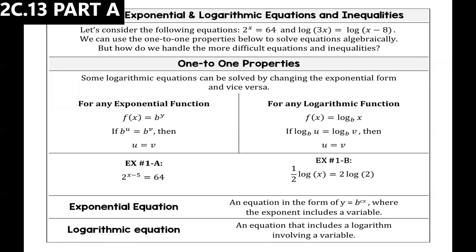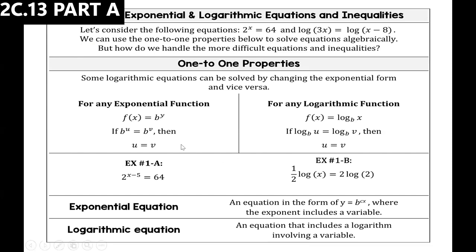Okay, so up first, let's consider the equation 2 to the x equals 64. That means you're asking yourself, what is x? What would x have to be to equal 64? Or the equation log base 3 of x equals log of x minus 8. Again, you're asking yourself, what does x have to be for these two logs to be equal to each other? What we're going to be doing is using one-to-one properties to evaluate them.